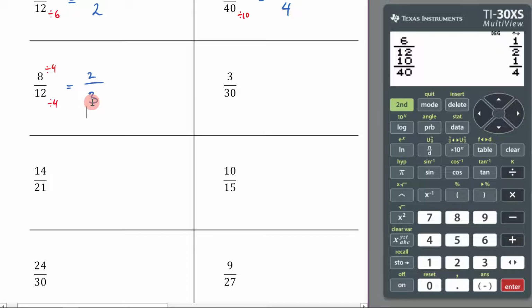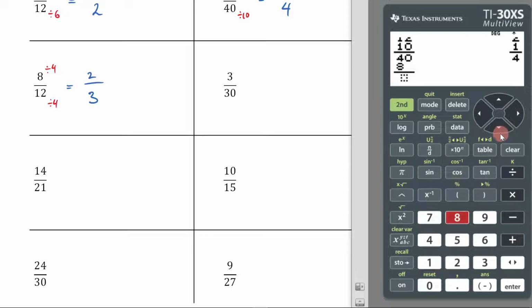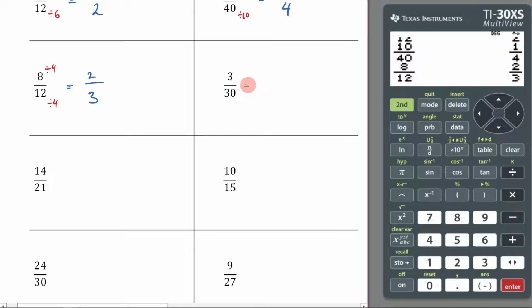And sure enough, if I was to come to my calculator here, we won't do this for all of them, but I'll do it for this one as well. If I click this button and I go 8 on 12, it will tell me that simplified, it's 2/3. And it is. Perfect. And we keep on going. What about this one? 3 on 30. Well, 3 and 30 are both divisible by 3, so this will become 1 on 10.